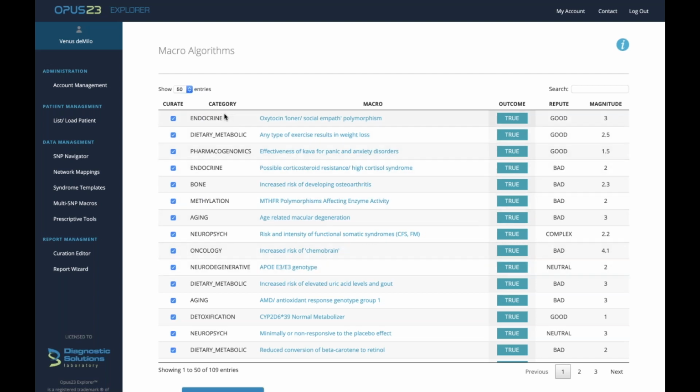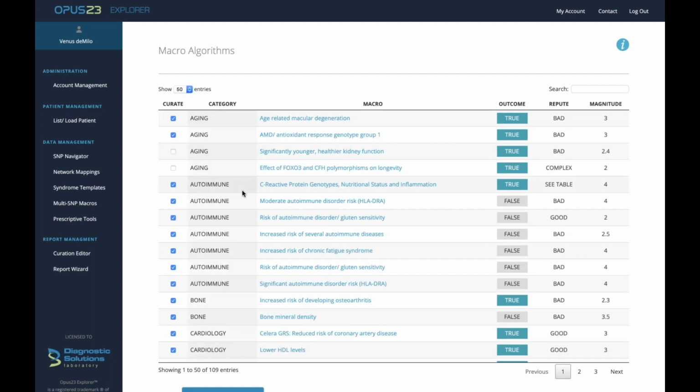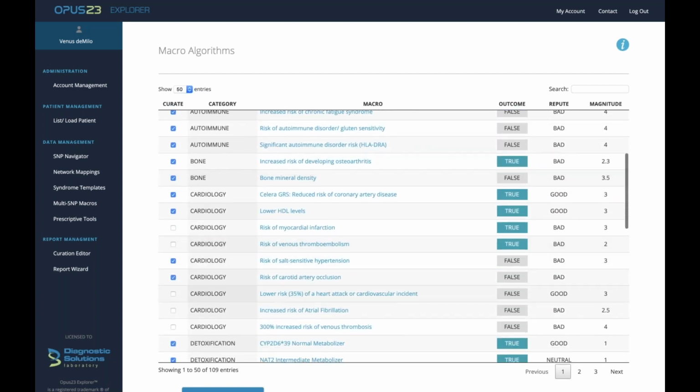Right. And then again, you can categorize this by category. So if you want to look at anything that's cardiology related, you have all the cardiology here, and now it's parsed by false or true. And I would pay attention to these 4 SNPs, and it says, well, they might have lower HDL levels, or there might be a higher risk of an MI.